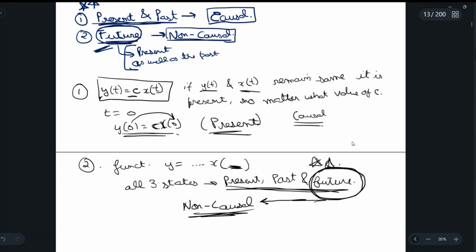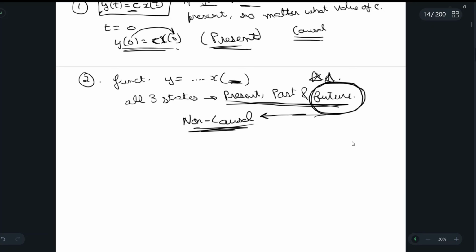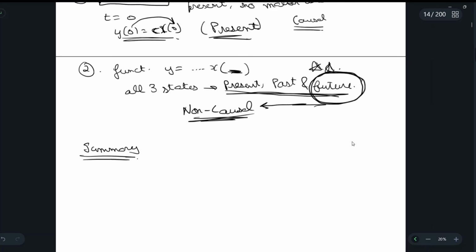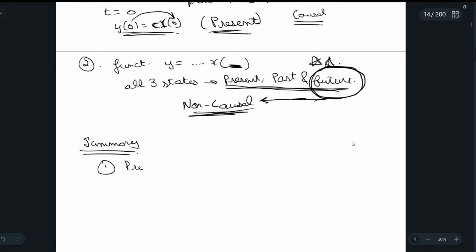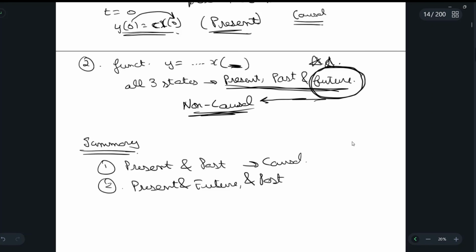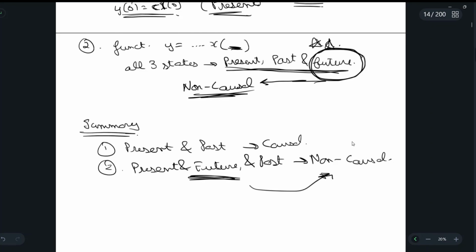So now let us write a little bit of summary of what we have discussed right now. First part is that if the output is dependent on the present and the past value of the input, then the system will be causal. And secondly, if we have present and future and say past also, then the system will be non-causal. And I have told you that if you see future, straight away write non-causal, because in a non-causal system the output depends upon the future.